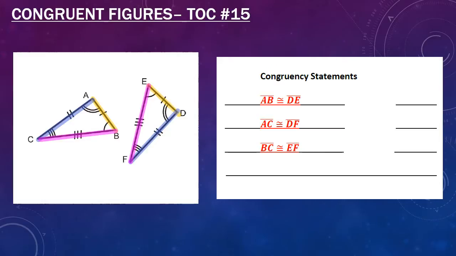I've color coordinated, and I want you to add color here so you can see what matches up. The sides with one hash mark match up, the sides with two hash marks match up, and then the sides with three hash marks all match up.